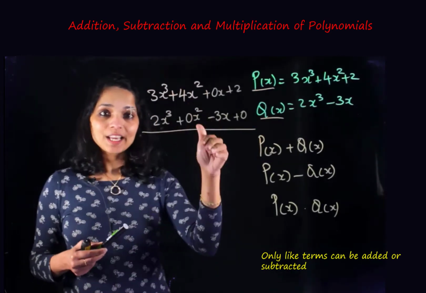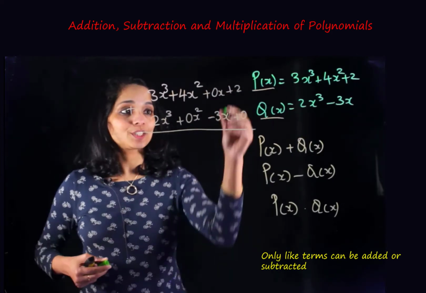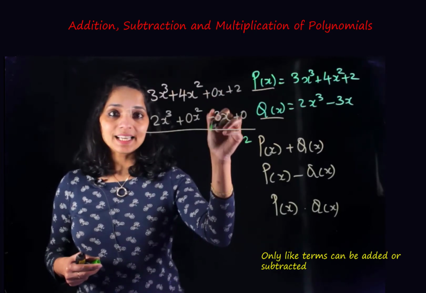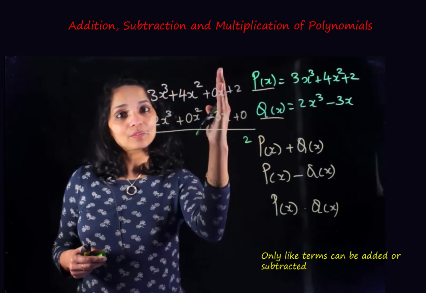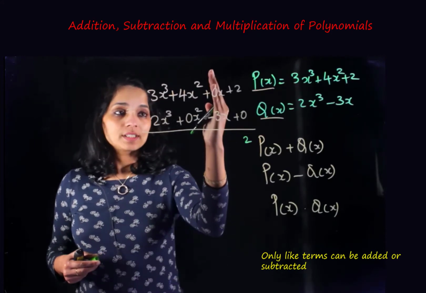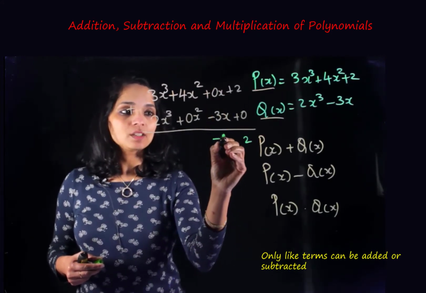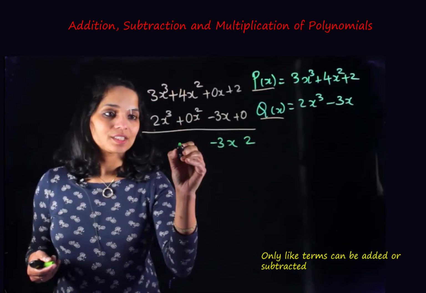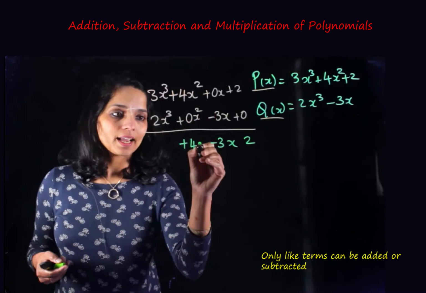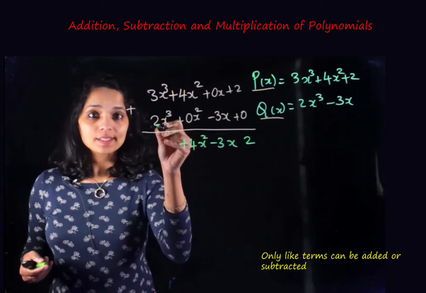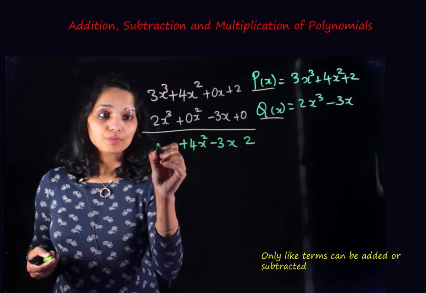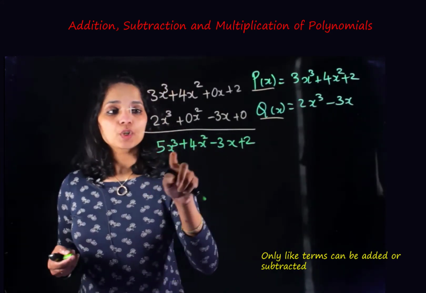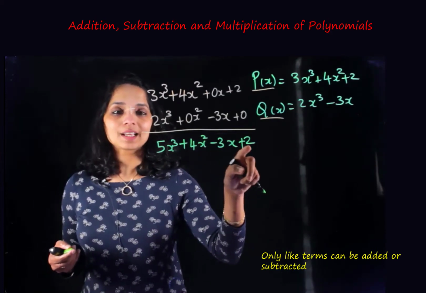When we add them together, we need to add the like terms. We're only adding the coefficients and writing down the variable as such. So 0 plus minus 3 is minus 3x, and 4 plus 0 is 4x squared, and 2 plus 3, the coefficients of x cubed, is 5x cubed. So the answer is 5x cubed plus 4x squared minus 3x plus 2.